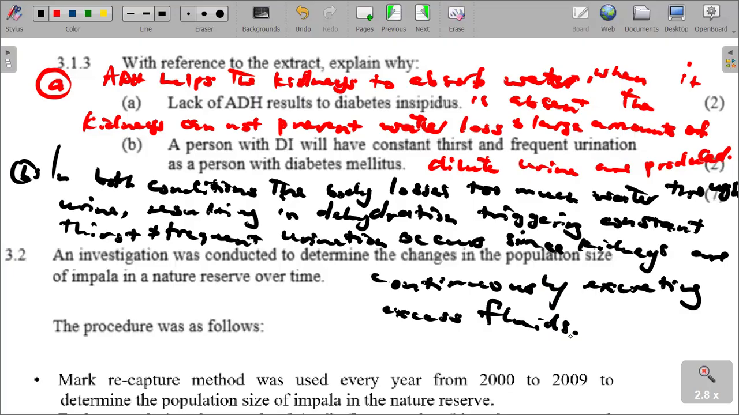The mark recapture method, we are not going to do it now because I see that it falls in term 4. If you want it, it is there on the channel, in the term 4 content.